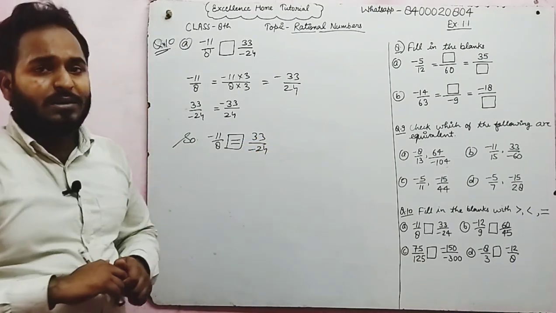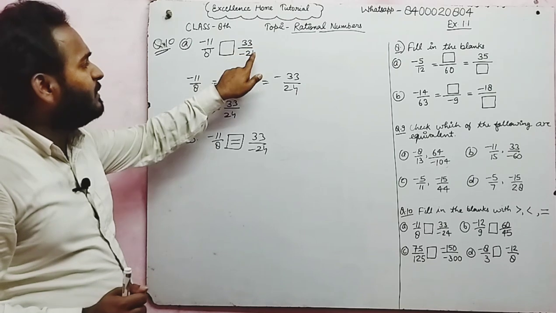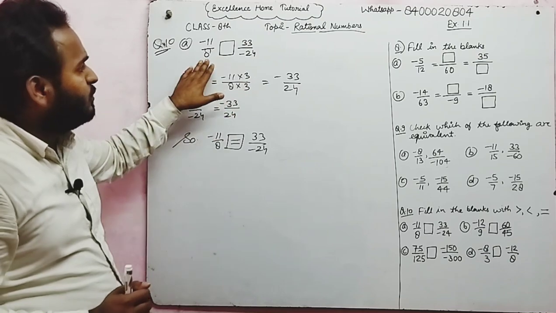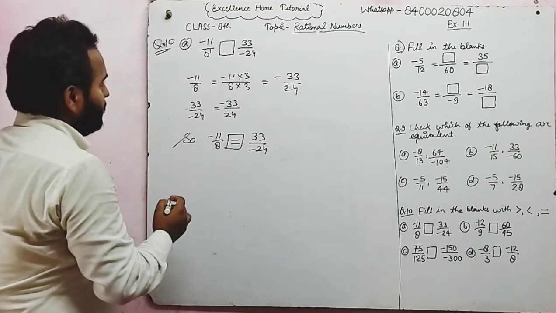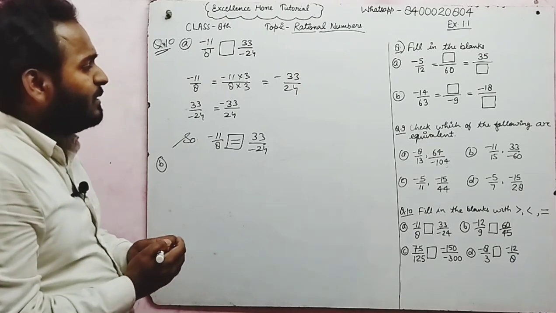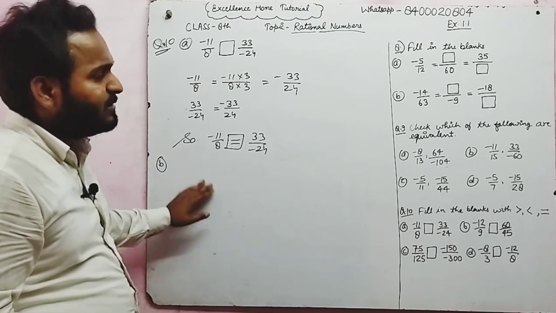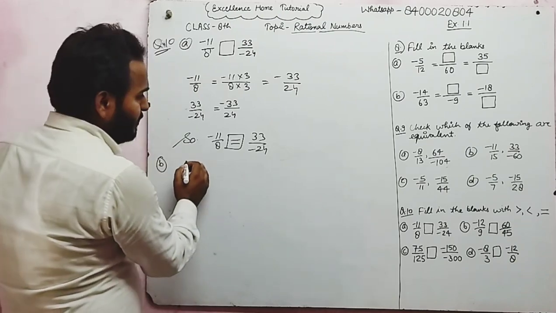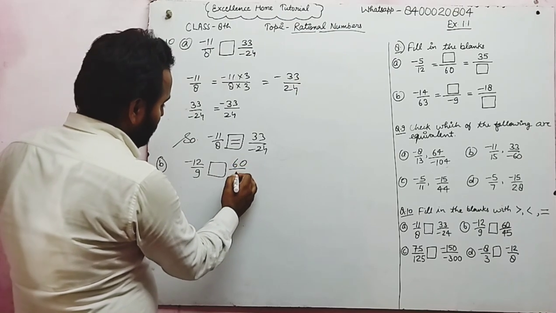In this, another method can be used, the cancelling method. That means we divide this by 11 and this by 11, so this makes 1 by minus 8, so both values are equal. So other methods can be used, so don't worry about it. You can use other methods for applying the greater than, less than or equal to sign. Okay, you can use alternative methods. Now exercise section B, minus 12 by 9, fill in the blanks, 60 by 45.